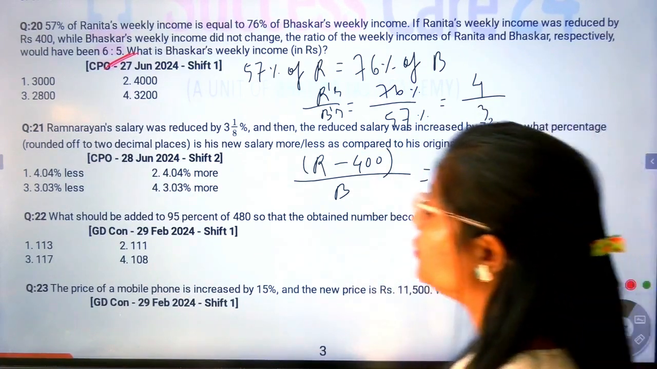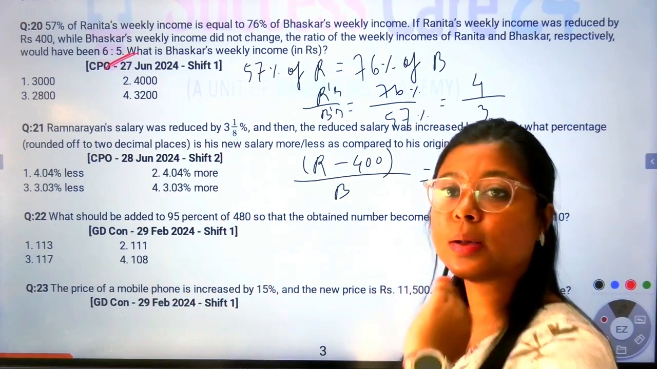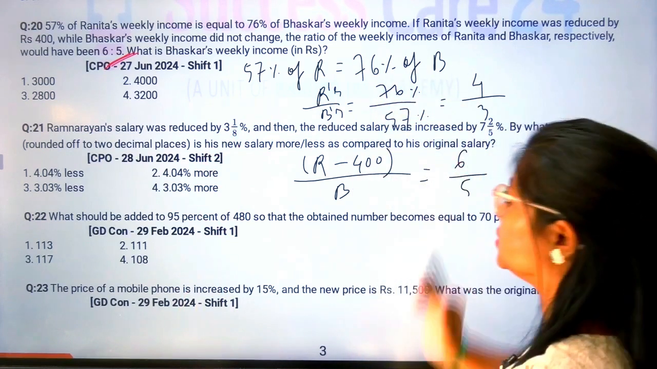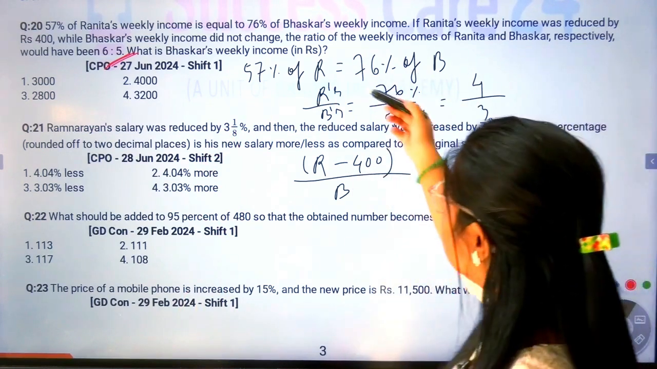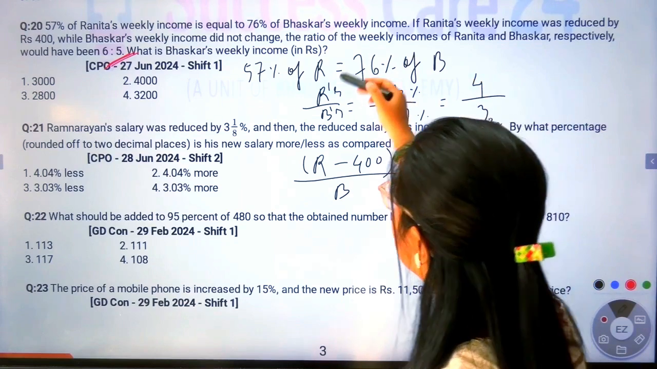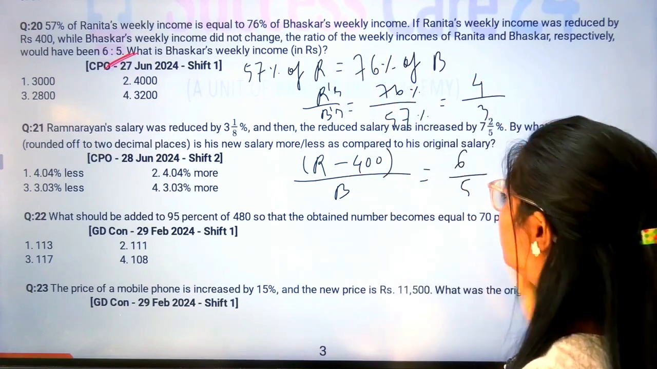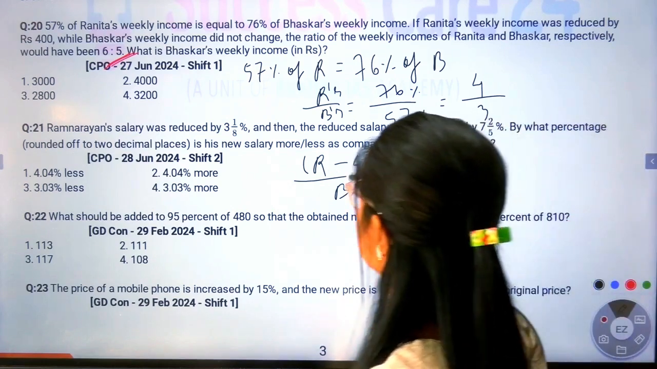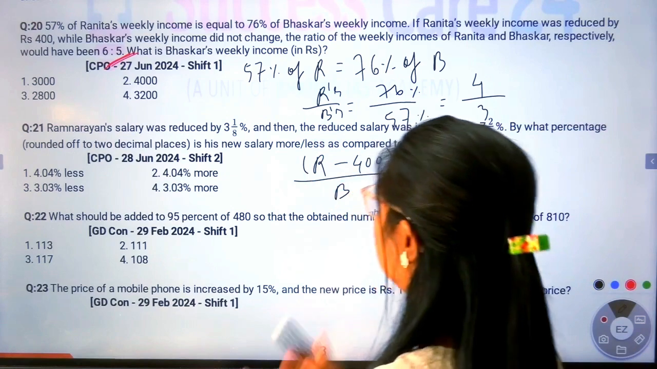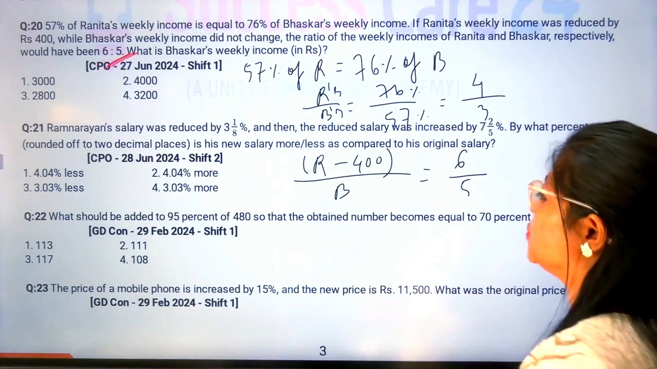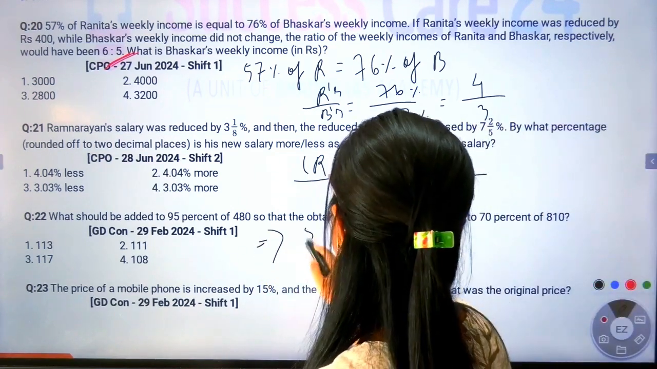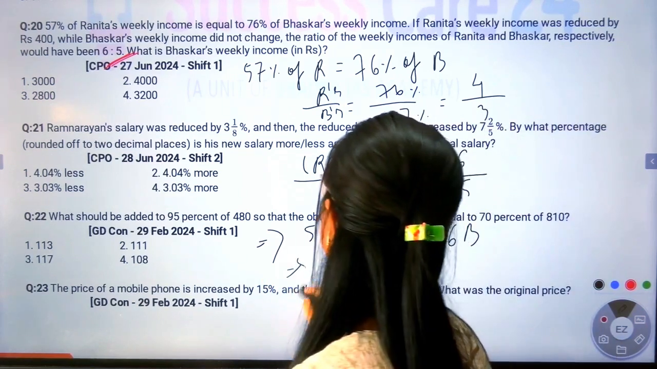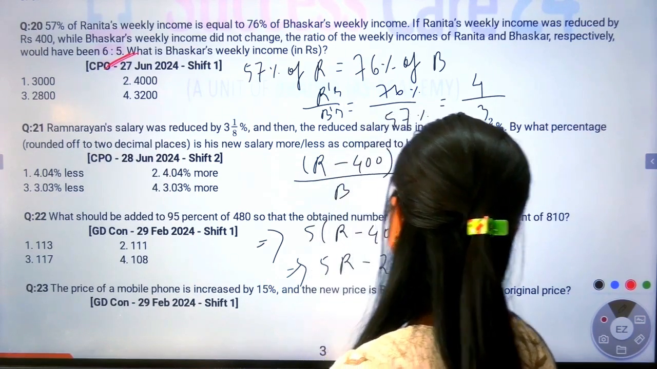Again I am repeating. If I consider Ranita's income to be R and Bhaskar's income to be B, then 57% of R is equal to 76% of B. It is given. So from here I have got the ratio of Ranita's income and Bhaskar's income as 4 by 3. Now next step, it is given that Ranita's income is reduced by 400 and Bhaskar's income did not change, and the ratio is now 6:5. So from here you will get 5 into (R minus 400) is equal to 6B. So 5R minus 2000.